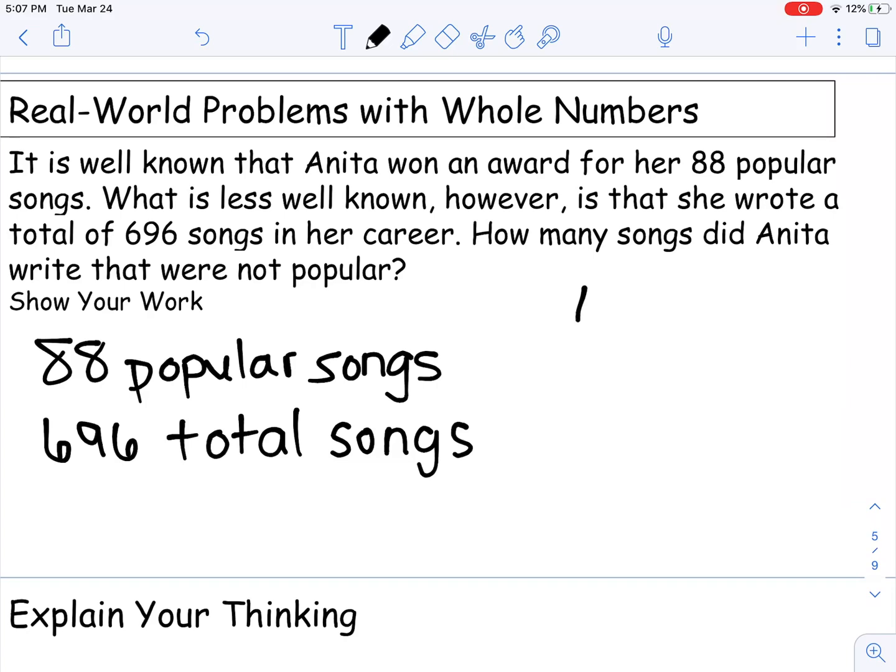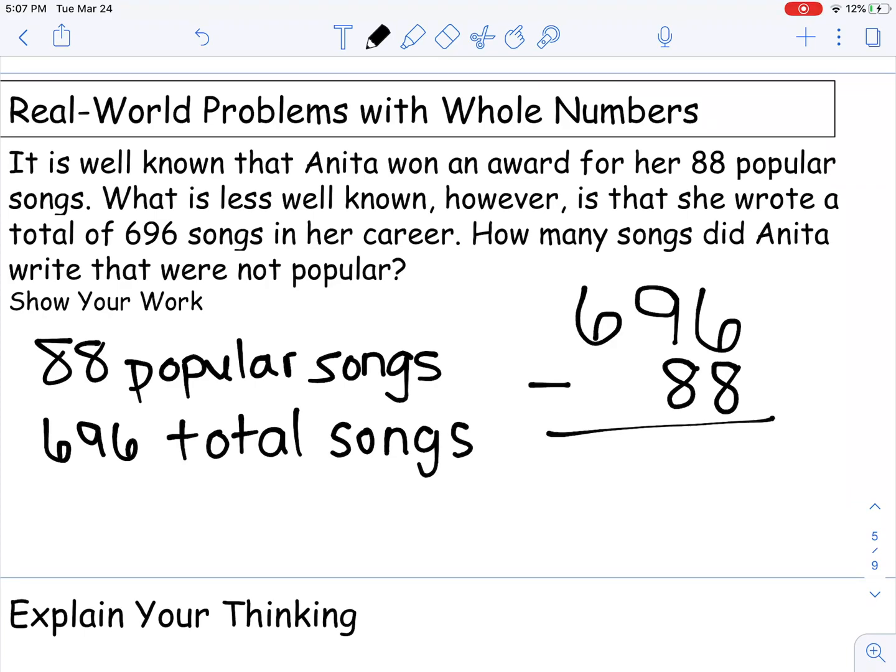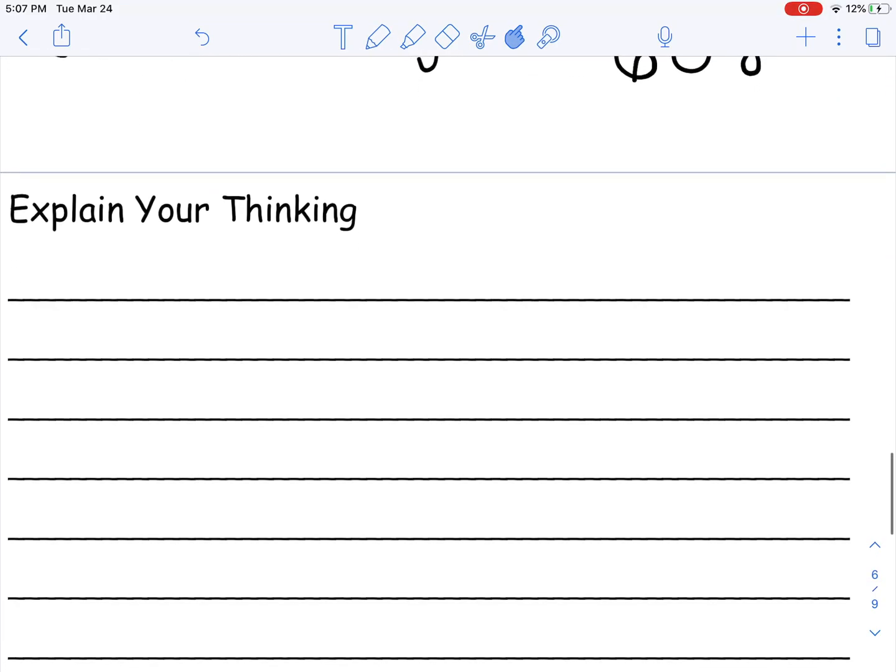And the question we need to answer is how many songs did she write that were not popular? So this, my friends, is a subtraction problem. We're going to take her total number of songs minus the ones that were popular, and we should be left with the ones that were not popular. 6 minus 8, if I have 6, I can't take away 8, so I need to regroup. So I take 1 away. So I now have 16 minus 8, which is 8. 8 minus 8 is 0. And 6 minus, well, there's nothing there, so we still get that 6. So she had 608 songs that were not popular.